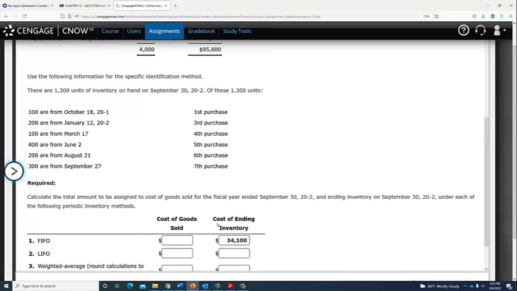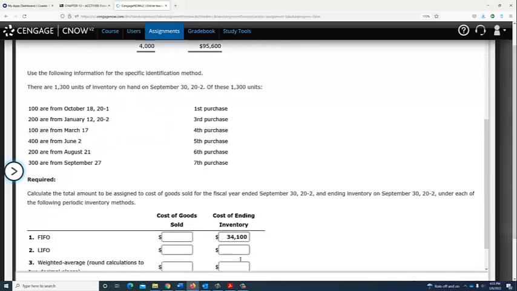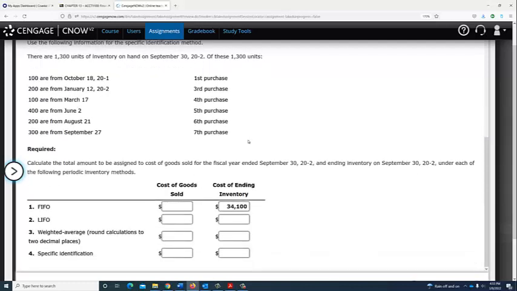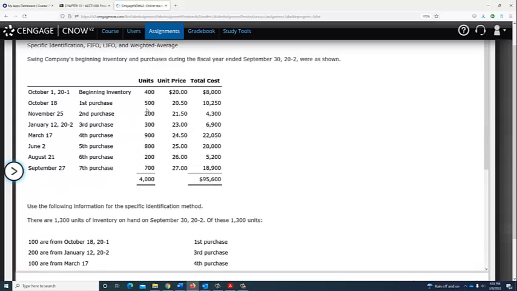Okay, now if I know my ending inventory, I can calculate my cost of goods sold by subtracting the 34,100 from my goods available for sale of 95,600. So 95,600 less 34,100 is 61,500.